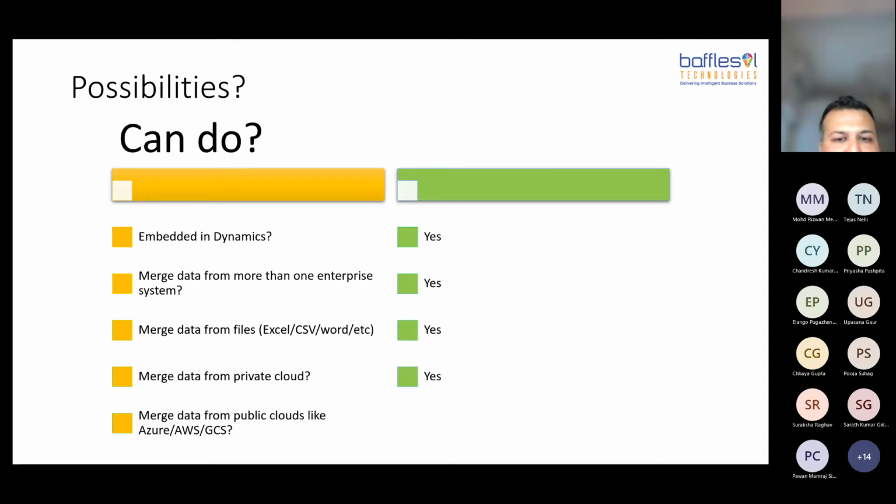Can we merge the data from public clouds? Yes, it doesn't limit you to only working in Azure, right? Even if you have data in AWS and GCS, or even Oracle Cloud or any other cloud, you can read it, provided they offer some way to read the data through integration. So the answer is yes for all of it.